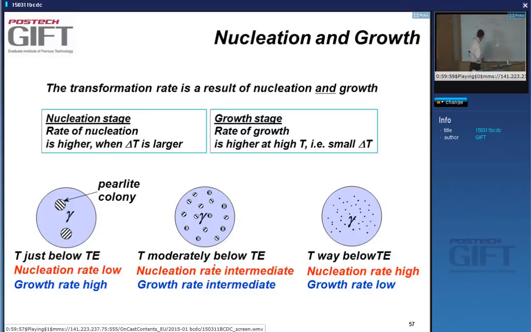So if this is delta T, and this is the growth rate and the nucleation rate, the temperature here is the eutectoid temperature. At low delta T, I have a very high growth rate, but a low nucleation rate, because I have no driving force.